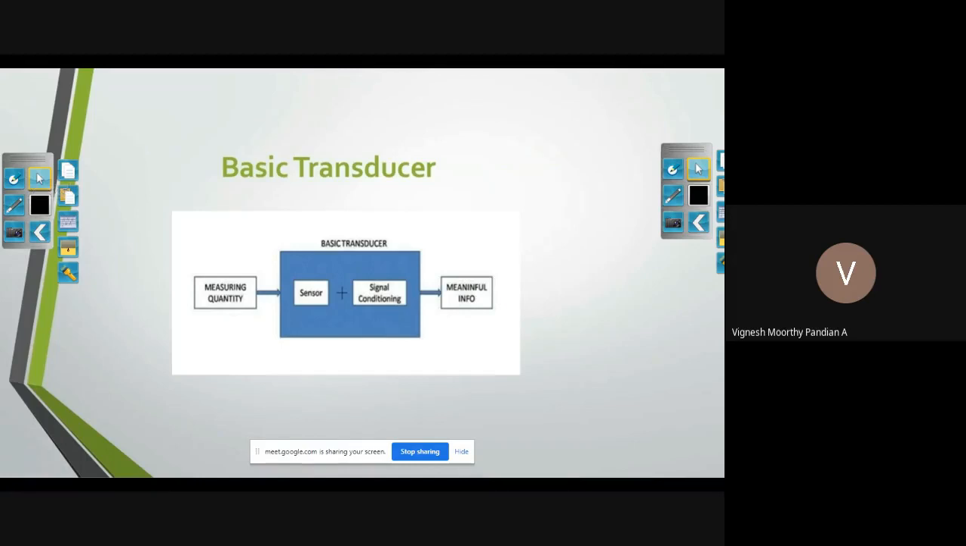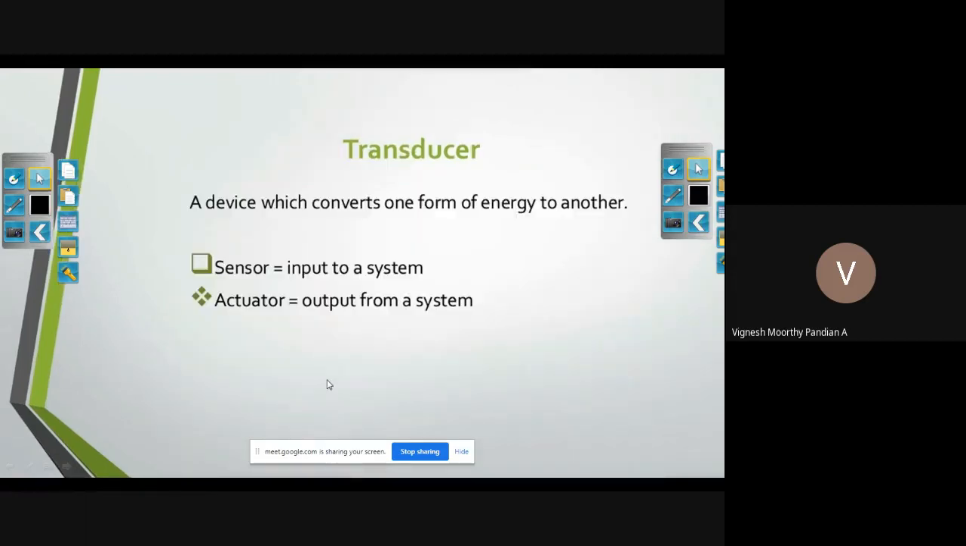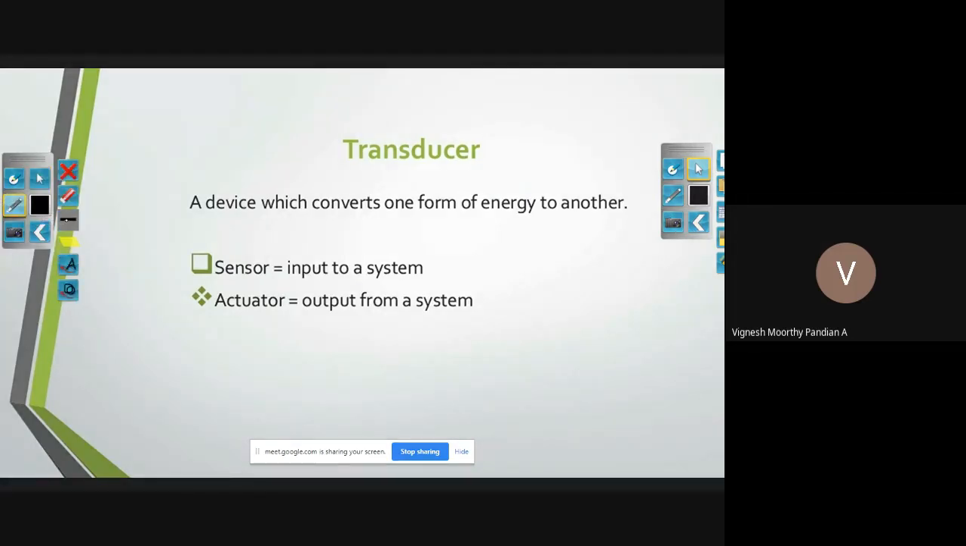Basic transducer. A basic transducer is used to convert the sensing object into meaningful information. The sensor senses, and this transducer is used to convert this into meaningful information. This is the transducer, a device which converts one form of energy to another form. A sensor is the input to a system and the actuator is the output from a system.